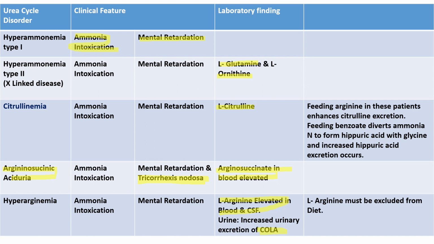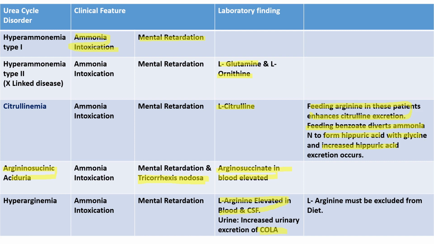The management of citrullinemia is by feeding arginine in this patient, which enhances the excretion of citrulline. यहाँ पे citrulline का excretion arginine कर सकता है. Or here feeding of benzoate which diverts ammonia nitrogen to form hippuric acid with glycine and increases the excretion of this hippuric acid. यहाँ पे अगर हमने benzoate यूज किया तो benzoic acid जो है वो ग्लाइसिन के साथ कंबाइन होगा. That will help in diverting the ammonia, that is अमोनिया का नाइट्रोजन जो ग्लाइसिन में है वो हमें इस फॉर्म में एक्सक्रीट होने के लिए हेल्प कर सकता है.